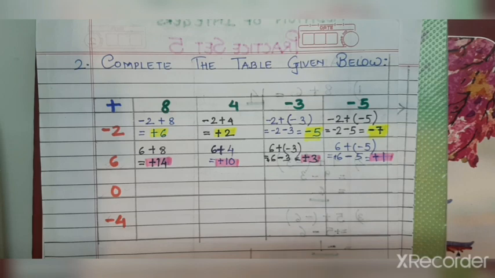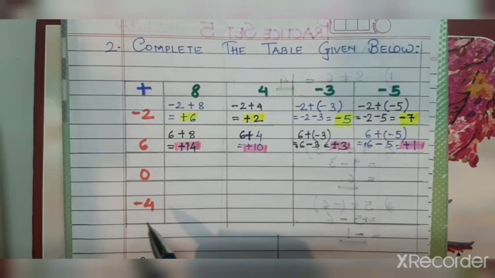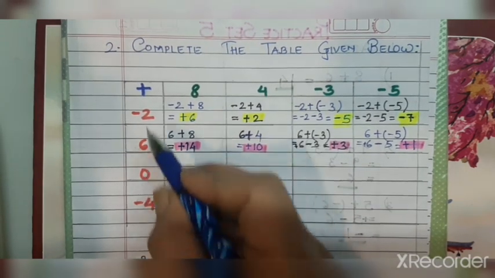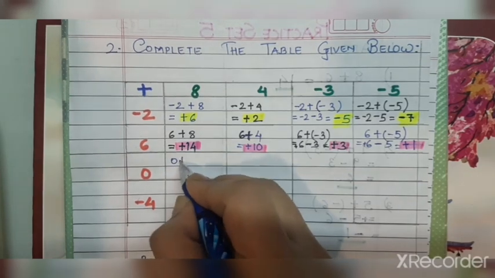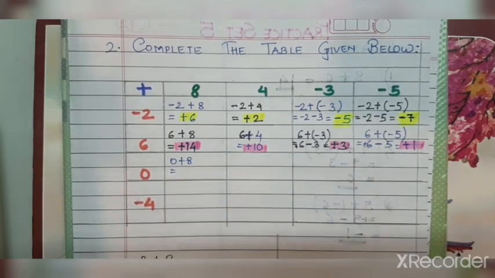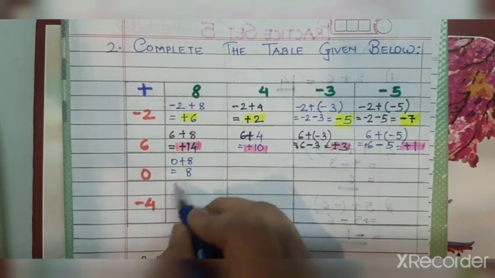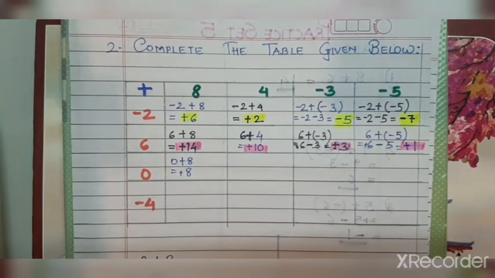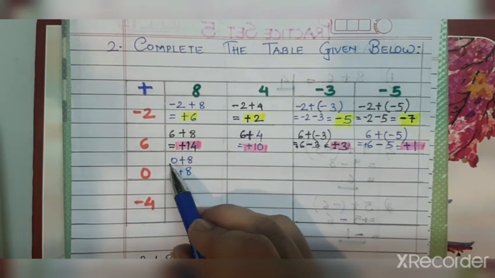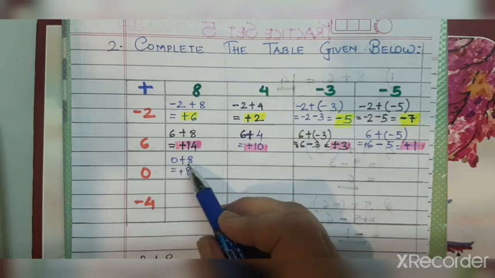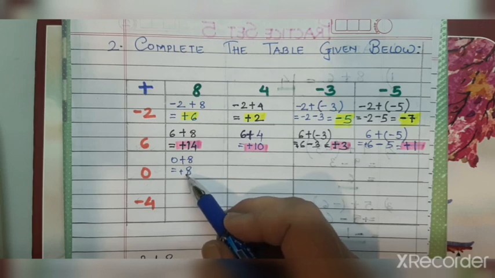Now further, third one, 0 plus 8. 0 plus 8. Very simple. 8. And what sign? Naturally positive. 0 is having no sign, we know. So 0 plus 8 is 8, and the greater number sign we'll put plus 8.